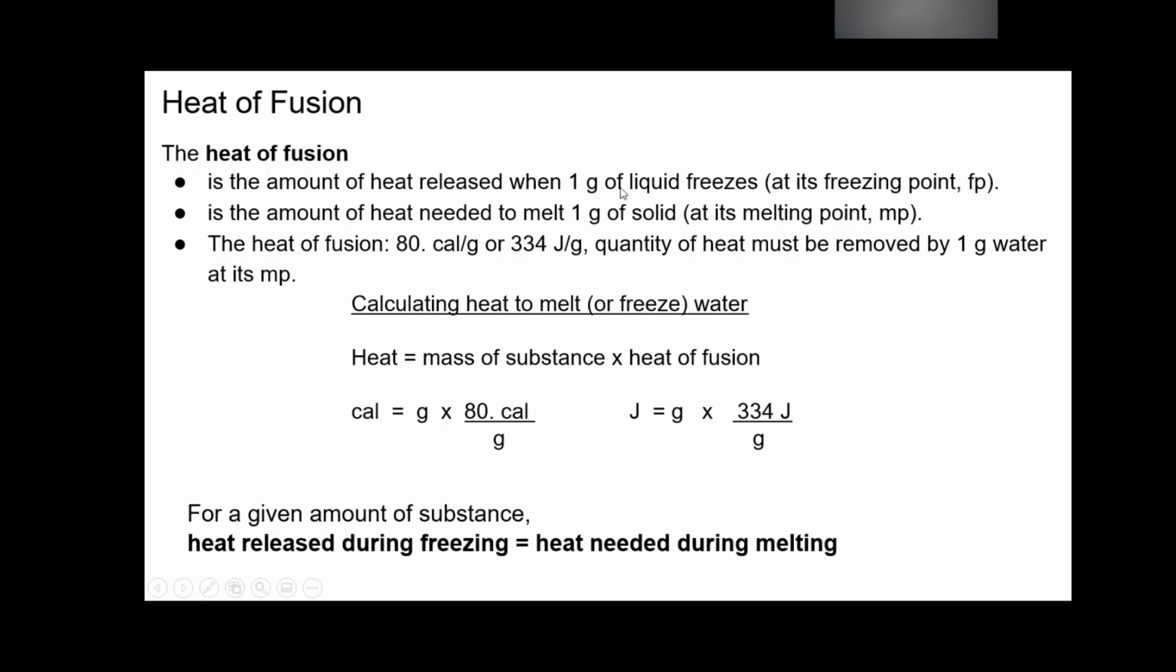Heat of fusion is the amount of heat released when 1 gram of liquid freezes, and the amount of heat needed to melt 1 gram of solid. So you want to calculate the heat to melt water. We need the heat, which would be in joules or in calories. You would take the mass that we are interested in melting or freezing, and multiply by the constant that we need, 80 calories per gram or 334 joules per gram. And you see the grams will cancel out and it'll leave calories.